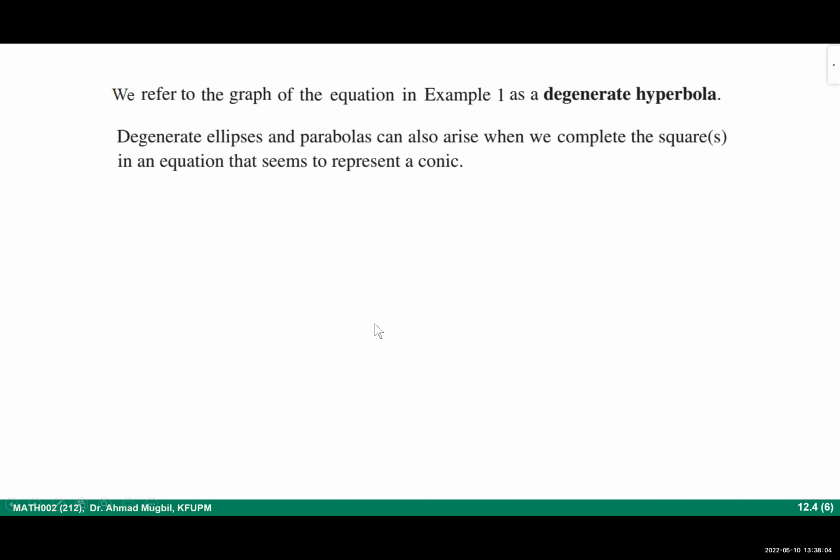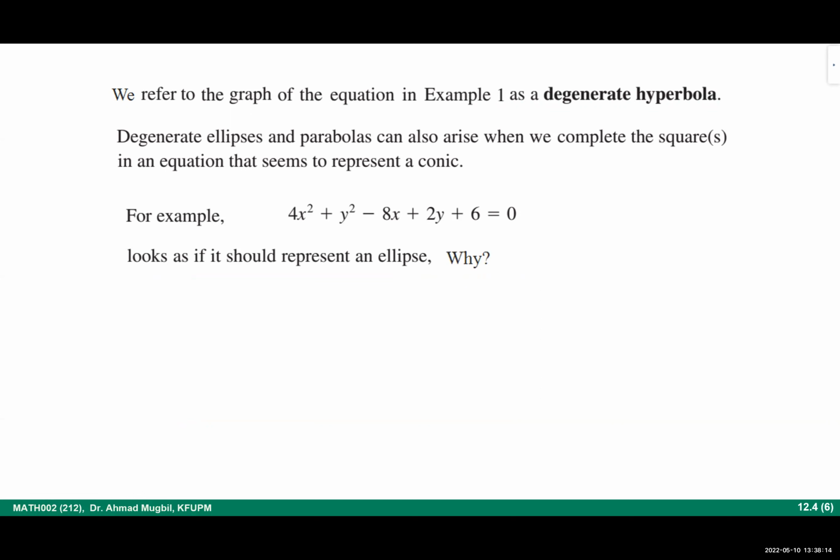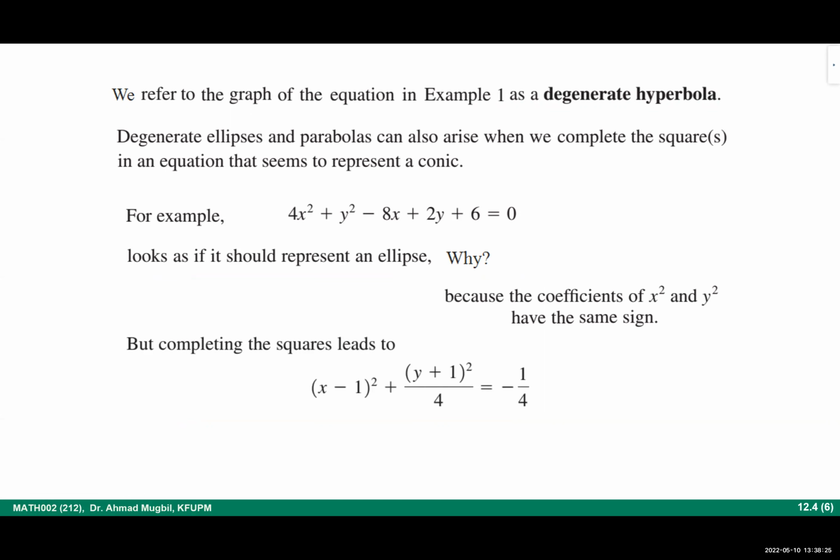You can also get similar cases for the ellipses and parabolas. For example, take this one as an example. It looks like it is what? An ellipse. Why? The coefficients of x squared and y squared have the same sign. Both are positive. Okay. So if you complete the square, you will get an equation like this.